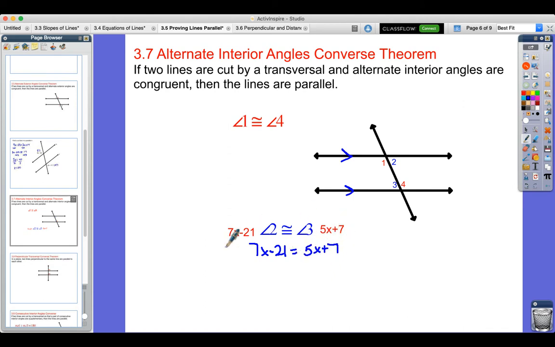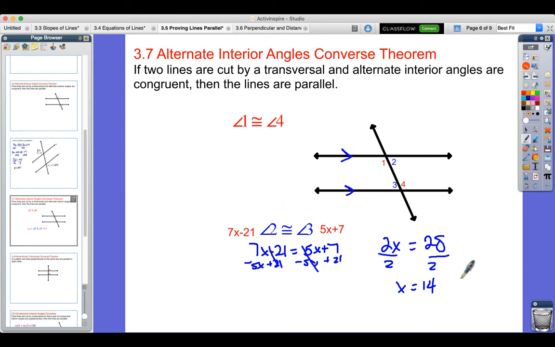All right. So you set it up like this. Same concept here. You get the x on the same side. Minus 5x, plus 21, plus 21. That goes away. That goes away. We get 2x equals 28 here. Divided by 2. X equals 14.